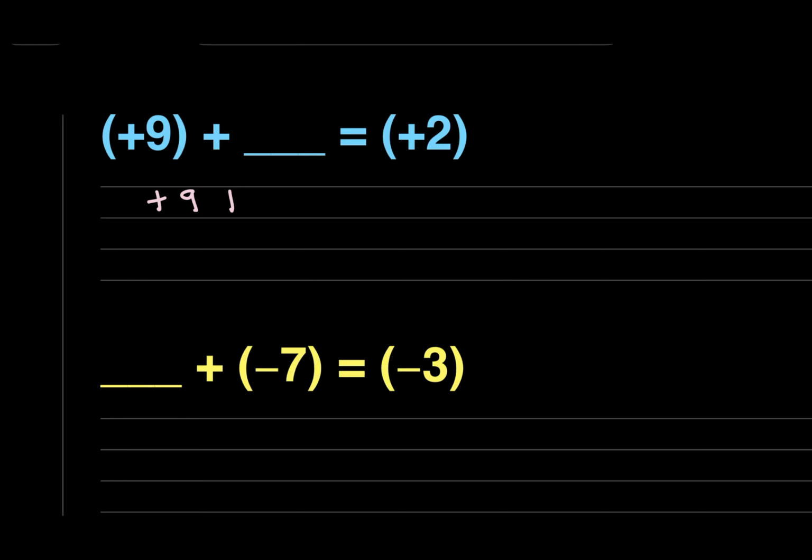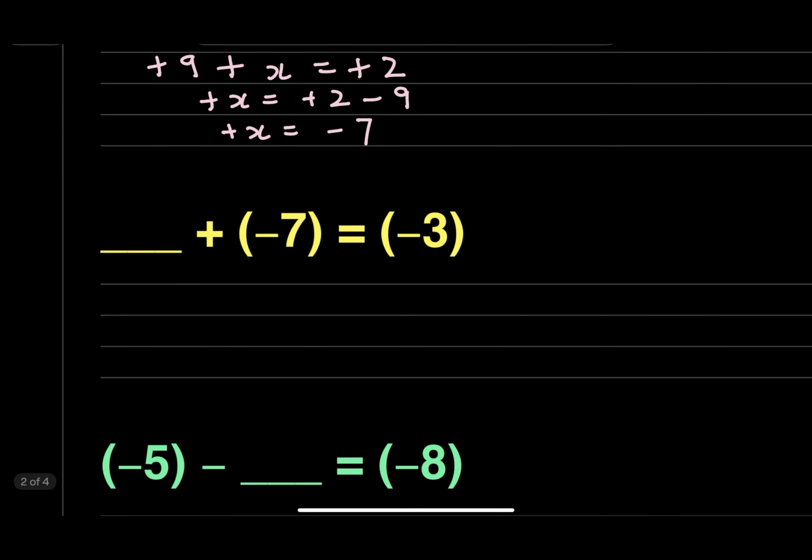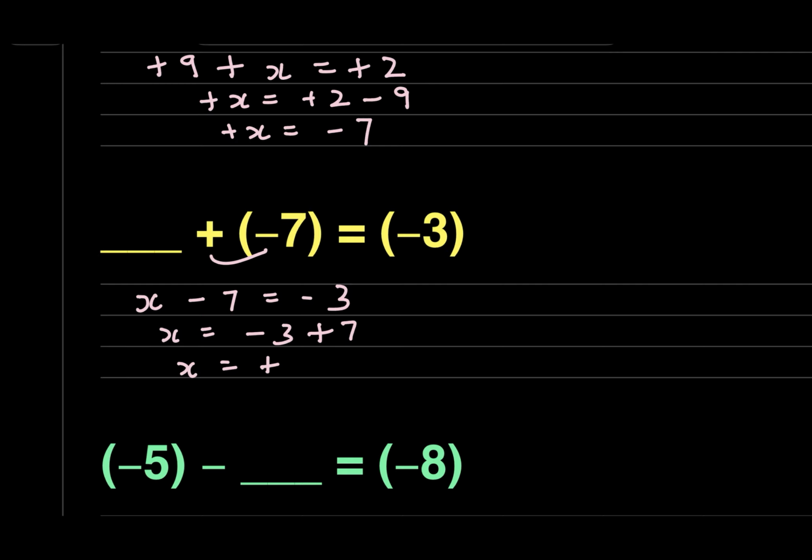Plus 9 plus x is plus 2. Plus x is equal to plus 2 minus 9. Plus x is equal to minus 7. The next one, first open up the brackets. x plus and minus, the signs are different, so we put minus sign, is minus 3. x is minus 3 plus 7. x is plus 4.